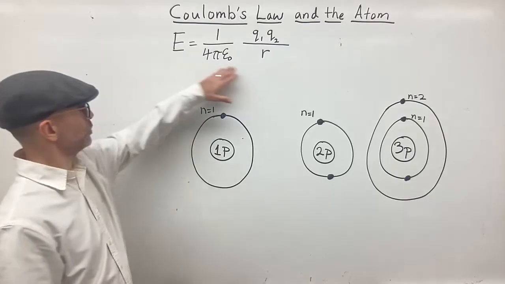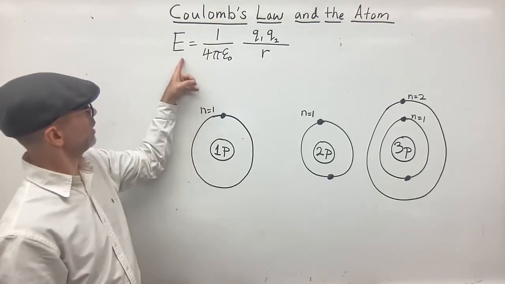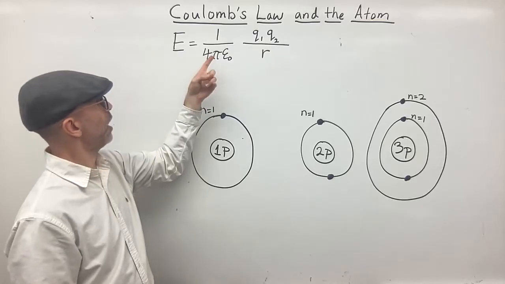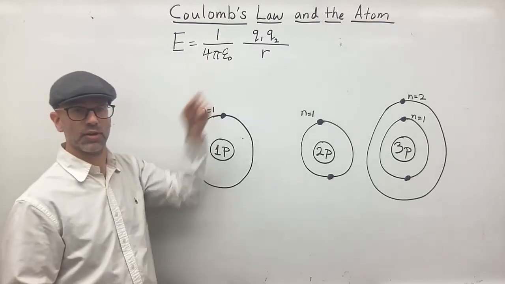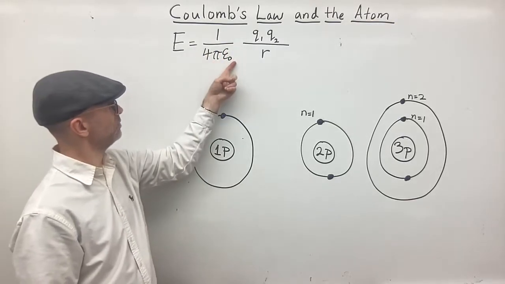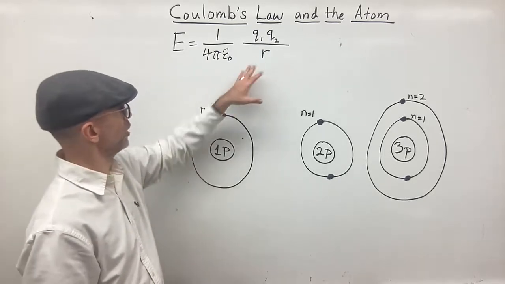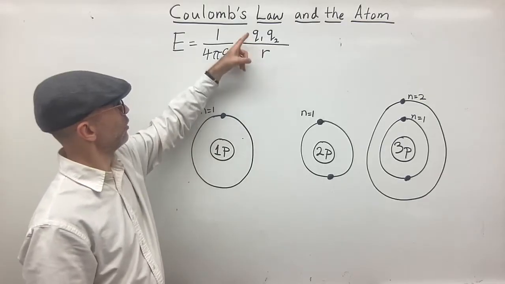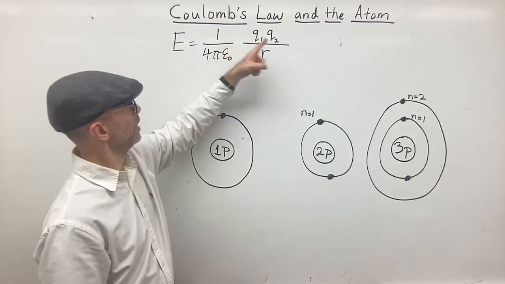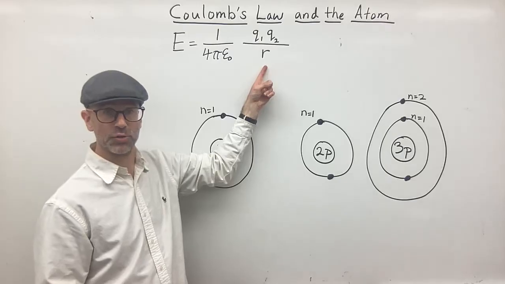So here we have Coulomb's law, and basically energy is equal to some constant, 1 over 4 pi, and then this is some constant that we don't really need to get into, but it's important that this is just a constant, whatever that number is. But the really important part of this equation is right here. So here you have two charges. Q is for some charge. So you have charge number 1 multiplied by charge number 2 divided by the distance between those two charges.